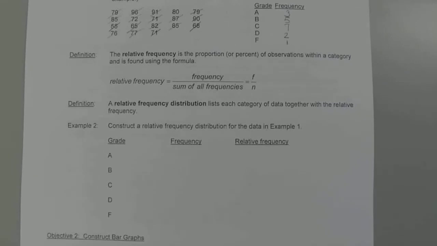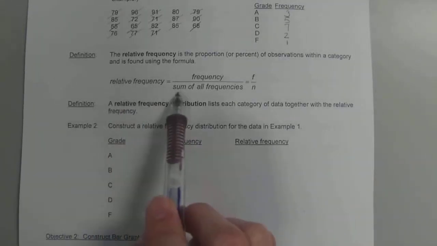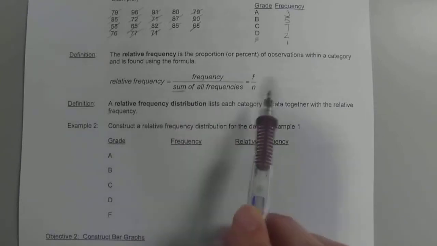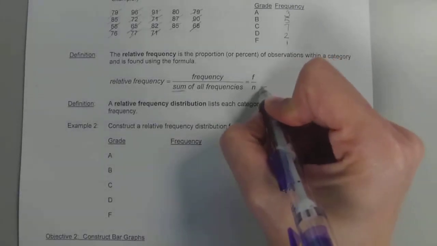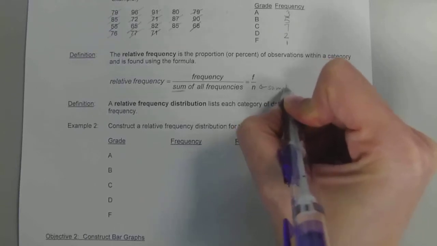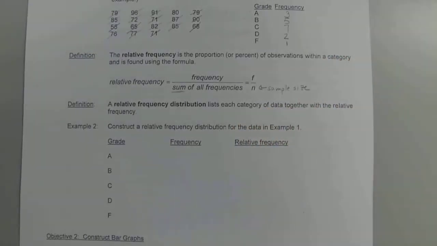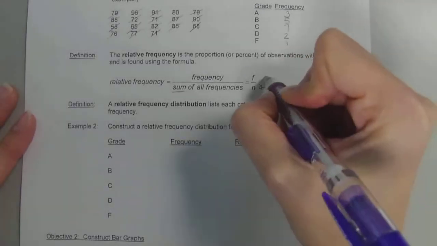The relative frequency is the proportion or percent of observations within a category, and it's found using the formula, okay? So how do we find our relative frequency? The sum, how many total you have, is always the bottom. Remember, the N is your sample size. And this will be a common theme throughout the semester, guys. Whenever you're trying to find a percent or a fraction, how many total things you have is the denominator, all right? And then the top is the frequency of that category you care about, okay? So we're going to care about A, B, C, D, F, so we're going to take their individual frequencies and put them on top. So this is the individual amount.